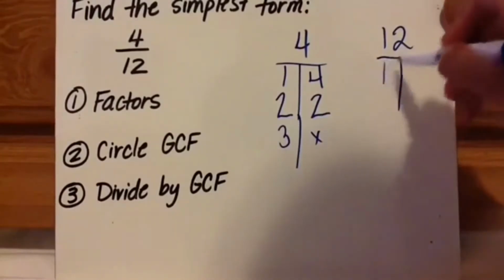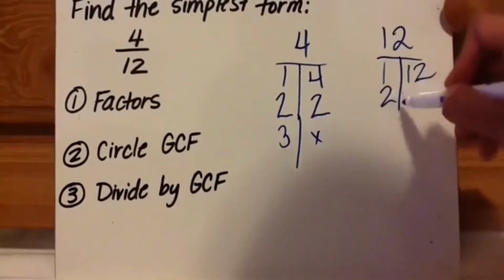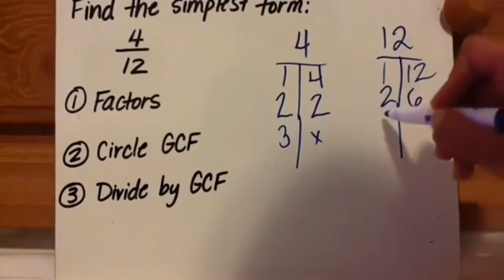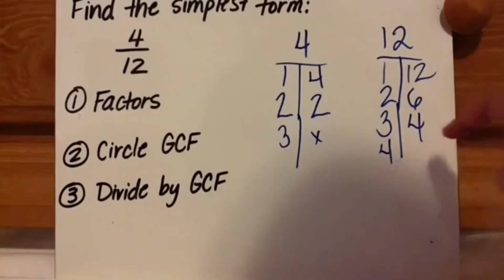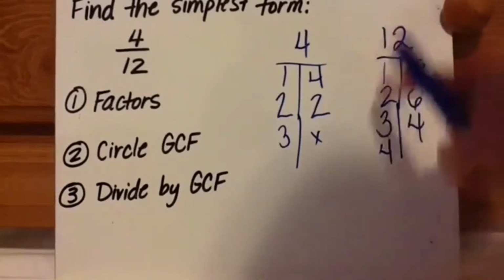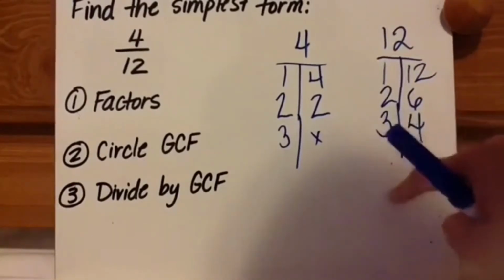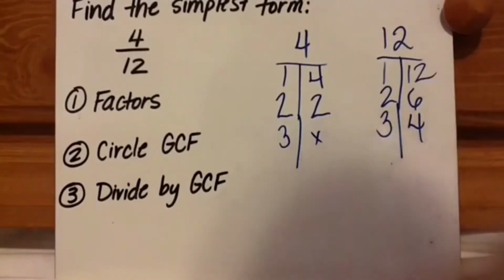12. 1 times 12 is 12. 2. 2 times 6 is 12. 3. 3 times 4 is 12. 4. 4 is already here. 4 times 3 is 12, so there's no point in continuing because I'm on the other side of the T-chart.